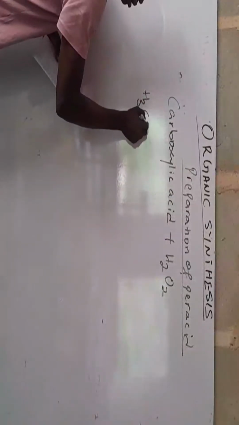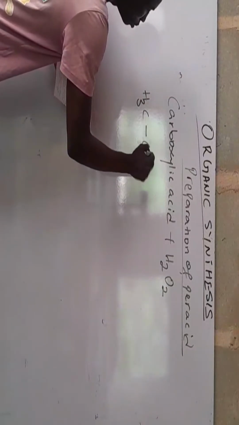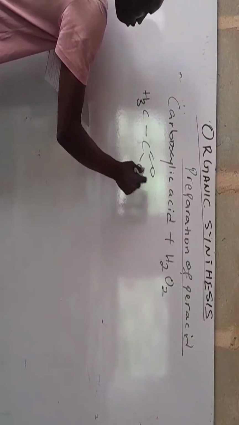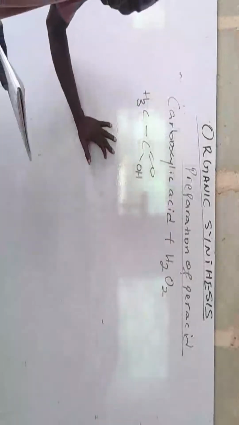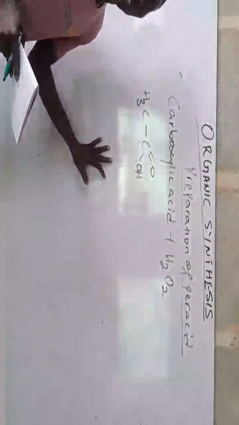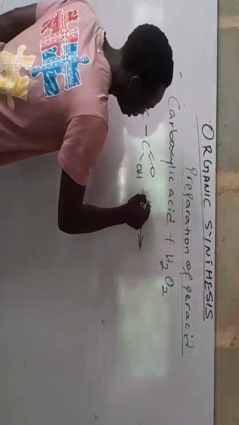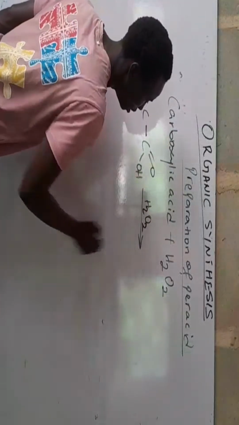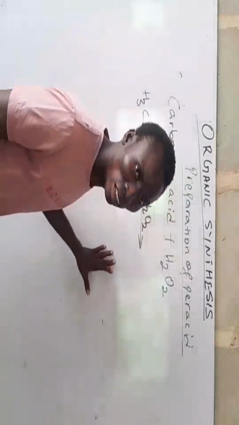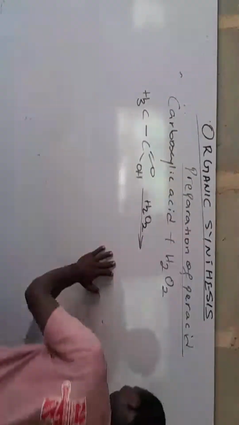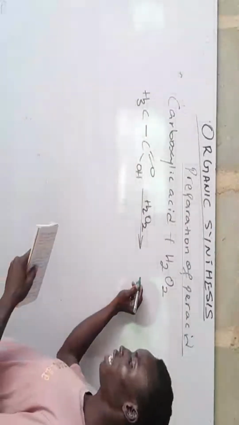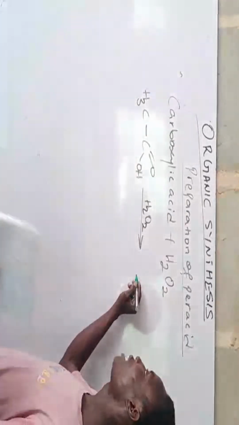Take for example now, I'm using H3C followed by C double bond OOH. Of course, this is acetic acid. Acetic acid is another name for ethanoic acid. So when these react together with what we call H2O2, then it produces the respective per-acid. And the per-acid I'm preparing is per-acetic acid.